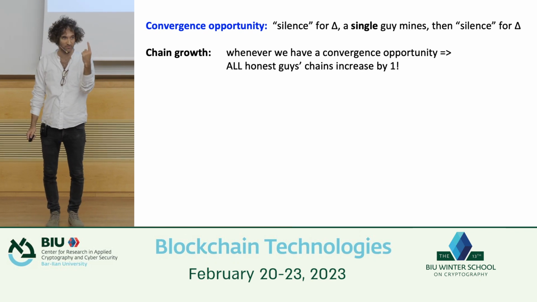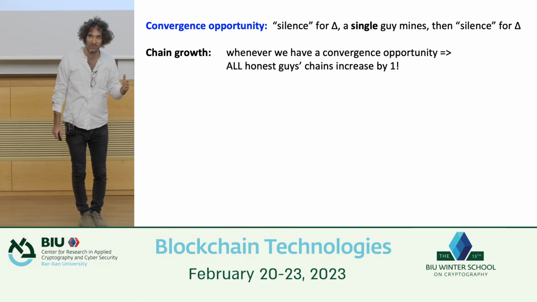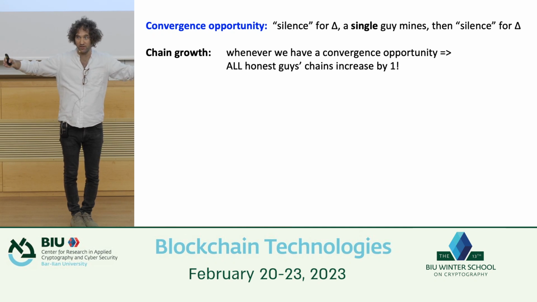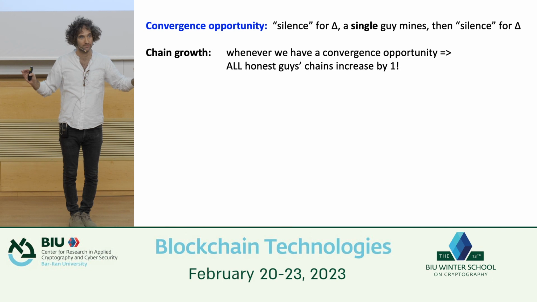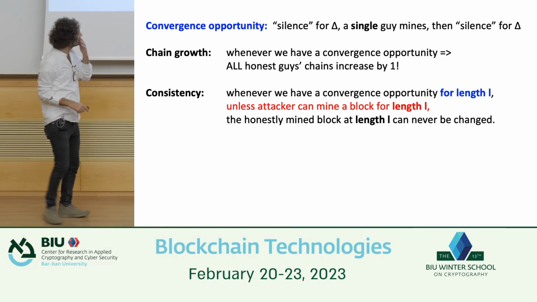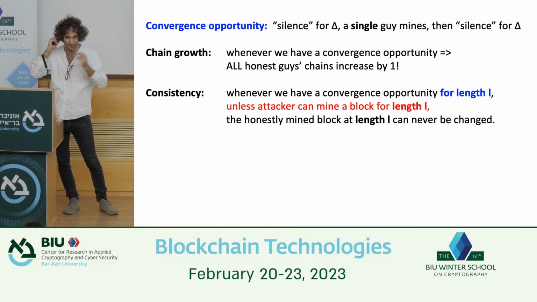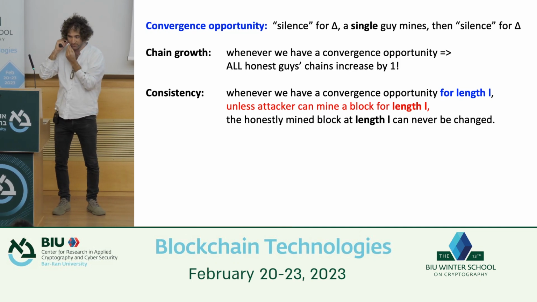Then a single guy mines something. So now he extends the chain by 1. Therefore, after delta time, the new block has been propagated to everybody else, so now their chains have grown. And in this protocol, remember, we always go to a longer chain. We never go to a shorter chain. So by this, I know that the chain has grown for everybody. So chain growth is very easy. The harder thing is showing consistency. Here I'm only giving you a very, very high-level idea of why consistency follows from convergence opportunities.